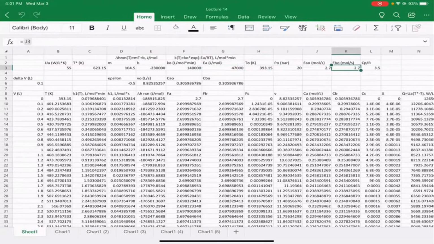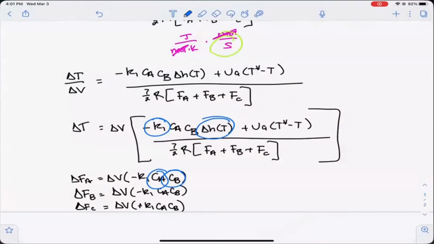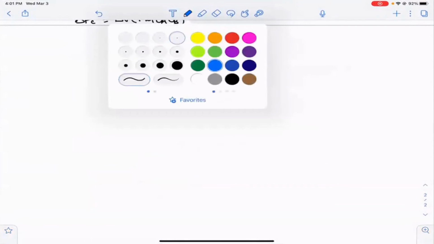We have the initial flow rate of B as well. We have Cp over R, which we were given as 7/2 or 3.5. And then here are some values that we have to calculate based on the information that's given. So one of them, in calculating the volumetric flow rate, you need to find both the initial volumetric flow rate as well as epsilon.